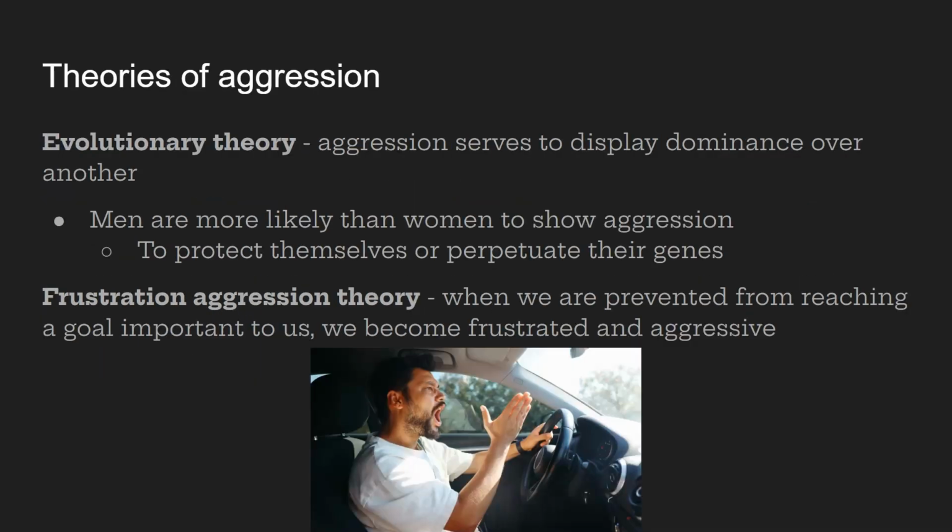So the theories of aggression are the evolutionary theory, which is that aggression serves to display dominance over another. And this is derived from that men are more likely than women to show aggression. And this is because they think that is for the males to protect themselves or to perpetuate the genes. And then the frustration aggression theory is that when we're prevented from reaching a goal important to us, we become frustrated and aggressive, such as road rage, in which our goal is to reach a destination and then we get cut off or whatever. So that's hindered, so we become frustrated.